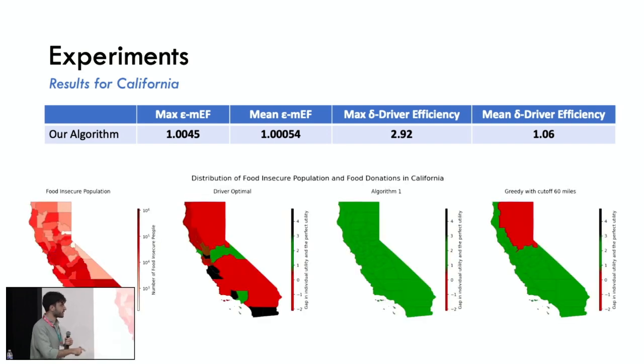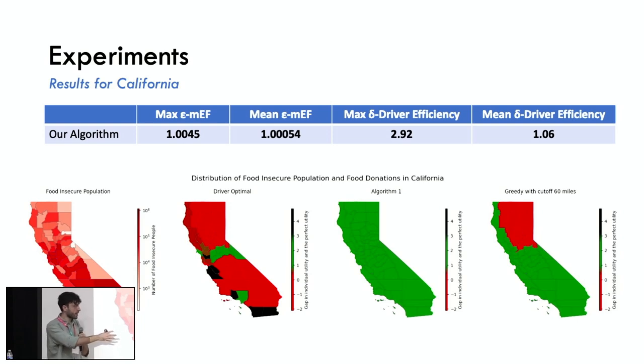And here you can see for the state of California the results. In the first picture, you see, just for reference, the distribution of food insecure individuals in the state of California. And now in the other 3 images, you see the distribution of food donations in various counties. Red means that this specific county was underserved. Darker color means that it's overserved, and green means that they got approximately the amount of food they should have gotten. So the first is the driver optimal algorithm, which we can see that performs horribly.